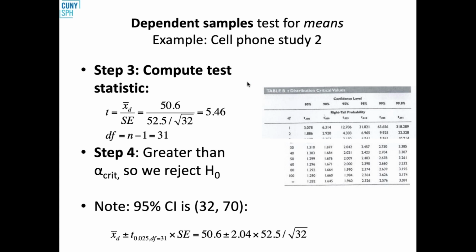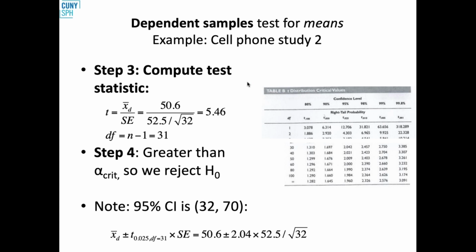And your standard error is based on the standard deviation of your sample differences, which is 52.5, divided by the square root of your sample size, which happened to be 32. So that's your standard error on the bottom. Not complicated because you only have a single sample. You don't have two samples, two different sample sizes, two different standard deviations. Okay, so your degrees of freedom is 31.